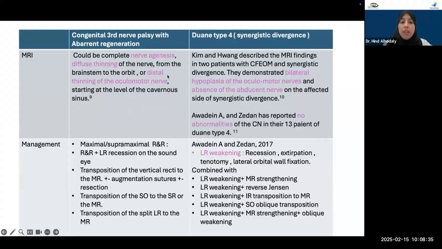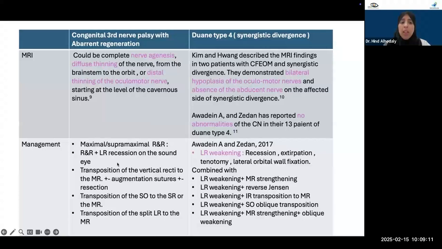MRI in the congenital third can show either nerve agenesis, diffuse thinning of the third, or distal thinning of the third. In Duane type 4, Kim and Huang described MRI findings in 2 patients with synergistic divergence and congenital fibrosis. They demonstrated bilateral hypoplasia of the oculomotor nerve and absence of the abducent nerve. Awaddin and Zidane reported no abnormalities in the cranial nerves in their 13 patients of Duane type 4.